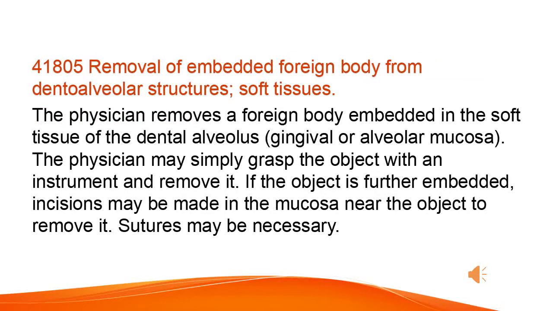Removal of embedded foreign body from dentoalveolar structures, soft tissues. The physician removes a foreign body embedded in the soft tissue of the dental alveolus, gingival or alveolar mucosa. The physician may simply grasp the object with an instrument and remove it. If the object is further embedded, incisions may be made in the mucosa near the object to remove it. Sutures may be necessary.